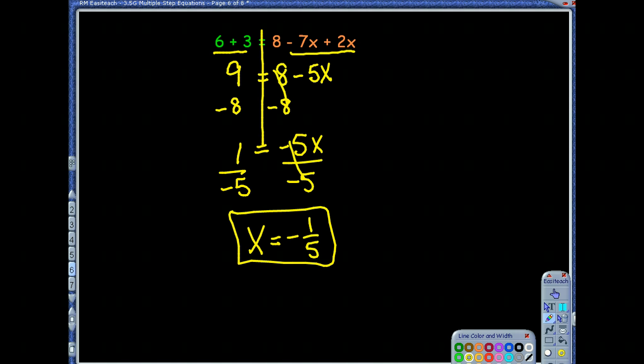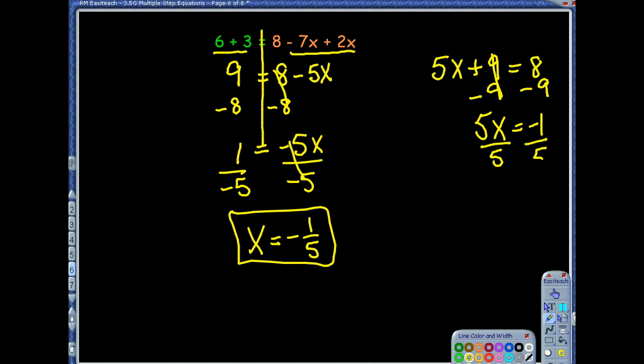Could I have gotten all the x's to the other side? Sure. If you had added 5x to both sides, you would have had 5x plus the 9 is equal to 8. And then we could have moved our 9 to the other side and ended up with 5x is equal to a -1. And then when you divide both sides by 5, you still get -1/5. So you wouldn't have gotten a wrong answer had you moved the 5x's over. But just realize that you don't have to in this case.